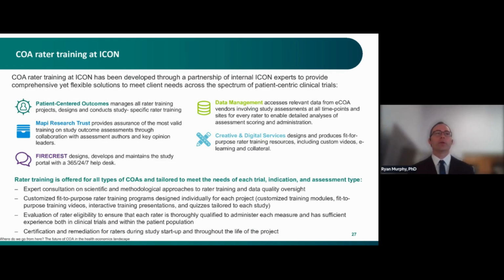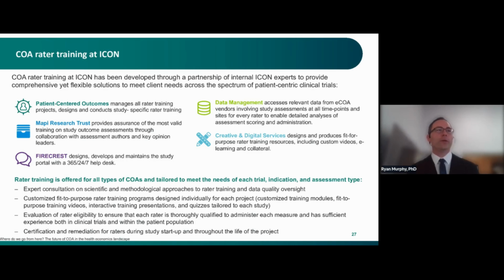Rater training can be offered for all types of COAs and tailored to meet the needs of the trial, the indication, the particular assessment type that is being used. So this can include expert consultation on scientific and methodological approaches to the rater training to make sure that we are receiving quality data. Customized fit-to-purpose rater training programs are designed individually for each project, whether this could include any variety of materials, whether it's training modules, fit-to-purpose training videos, interactive presentations that are done in person or online, and quizzes tailored to make sure that everyone is actually understanding the material as it is presented.